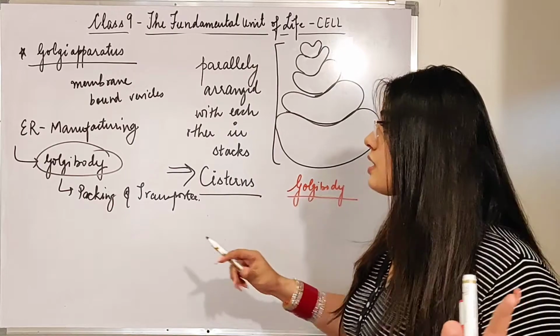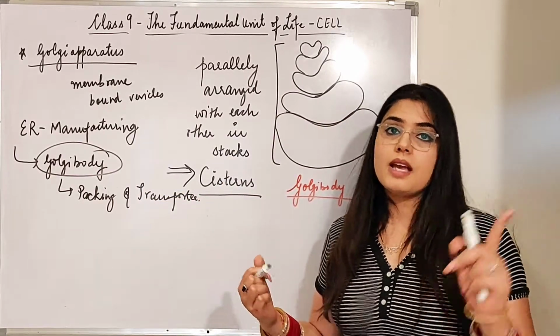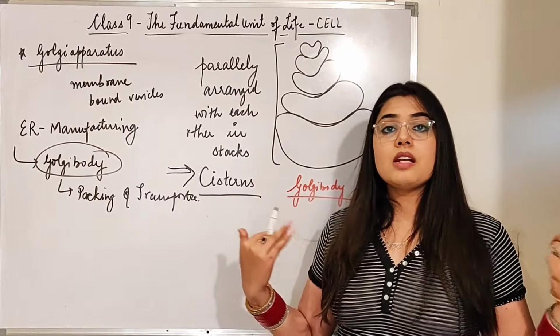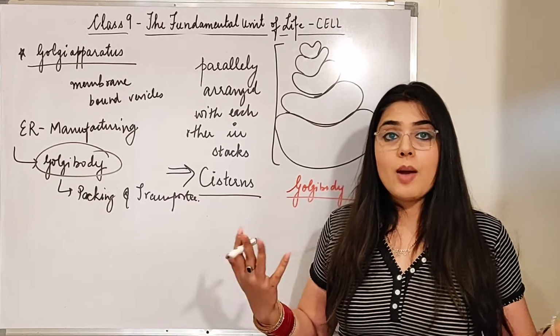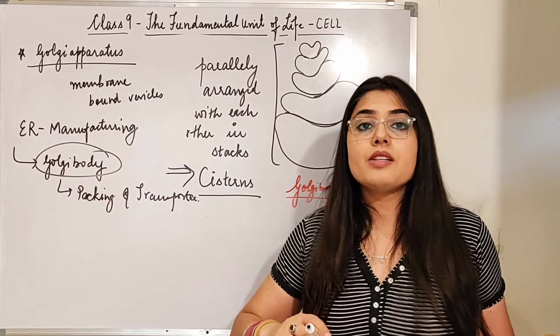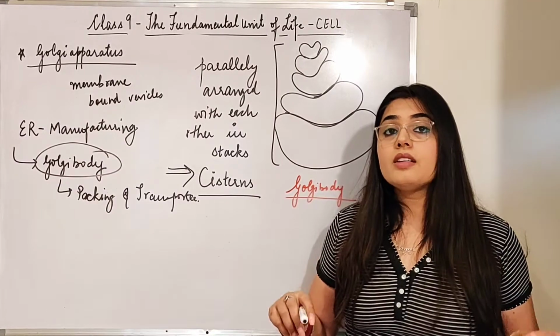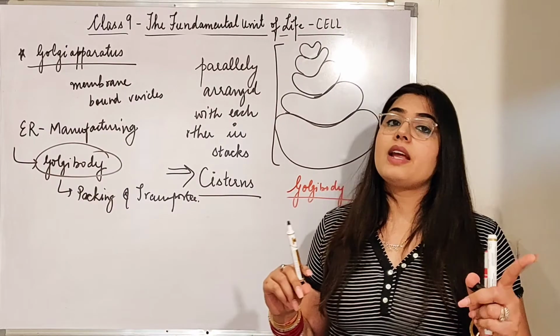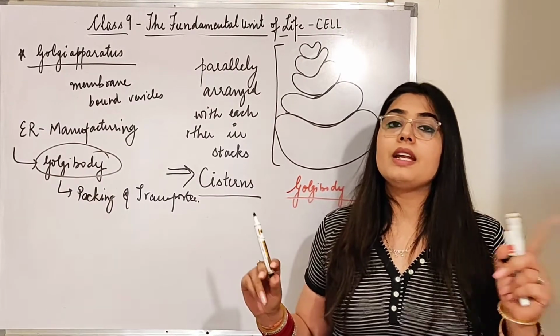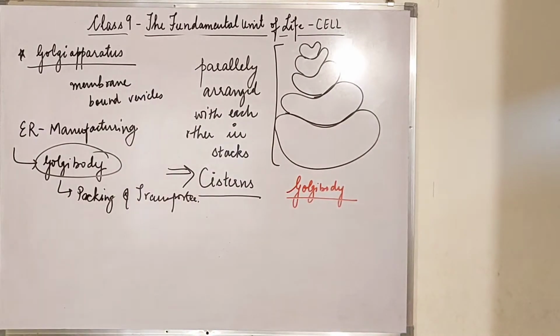Right, so here also, beta, in a cell organelles have different tasks, different functions. So what was the function of ER? Manufacturing. What was it manufacturing, beta? It was manufacturing proteins and lipids. Now what happens after proteins and lipids? They go to the Golgi body, beta. The proteins and lipids from the ER move to the Golgi body or Golgi apparatus, and there the packaging and transporting takes place, and then they move in and outside the cell. This is the main function of our Golgi body.